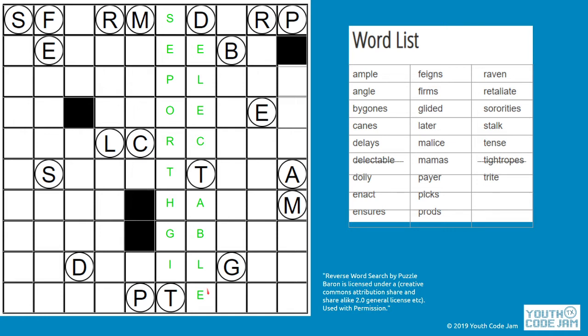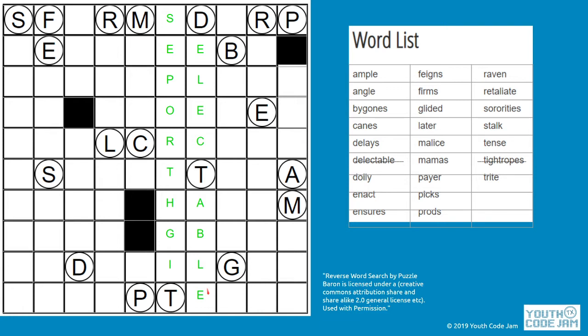S-O-R-O-R. There's an E where there should be an R, so that doesn't fit. S-O-R-O-R. Again, there's an E where there would be an R, so it doesn't fit that way. S-O-R-O-R. Doesn't fit because there's a T blocking the way. This way is too short. This way is too short. And this way is too short. So we know that the word sororities is going to start from this top S up here.